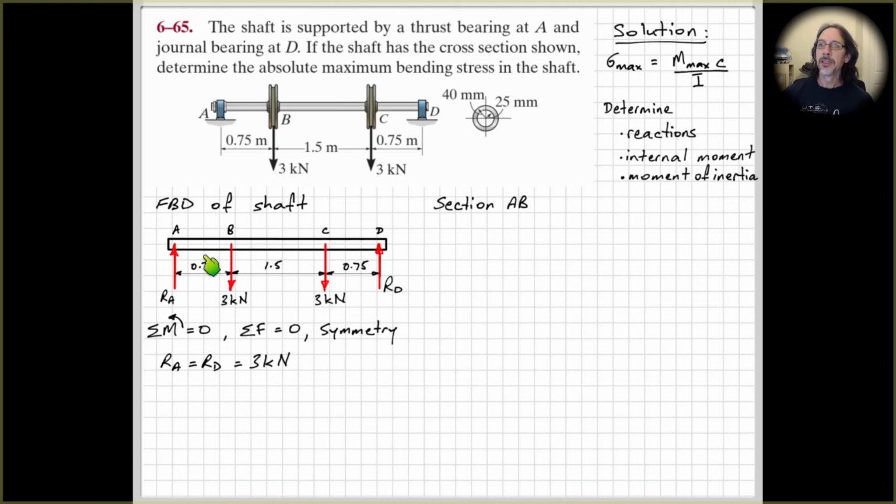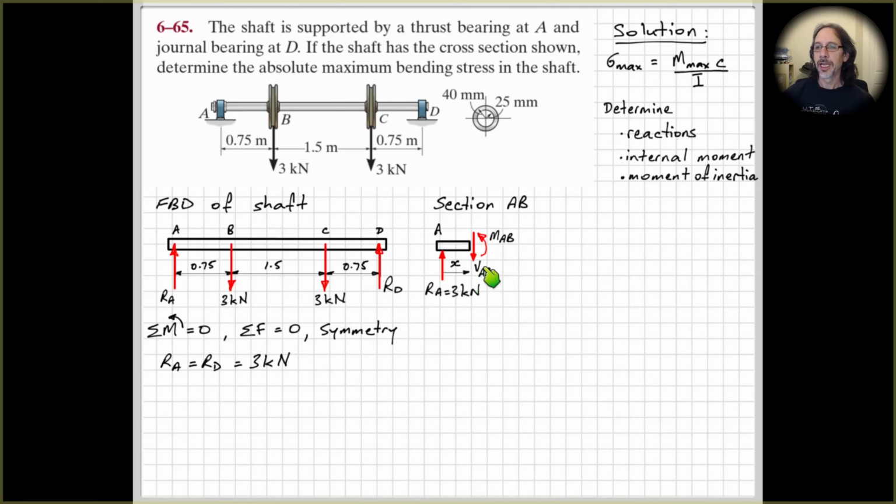Now if we determine our internal bending moment, we look at section AB and take a cut somewhere through section AB and draw a free body diagram of one side or the other. So we'll take a cut through here and look at the left-hand side, put on our external force RA, which is our reaction, define where the cut is with our variable X, and put on the internal actions, internal shear force and internal bending moment. We don't need the shear force in this problem.